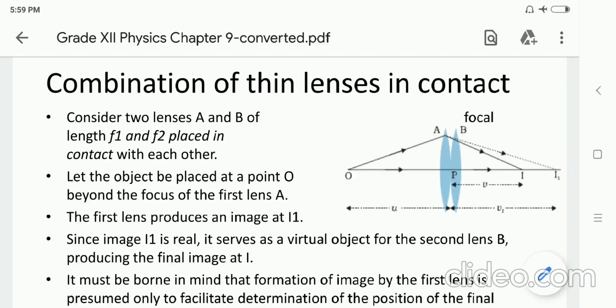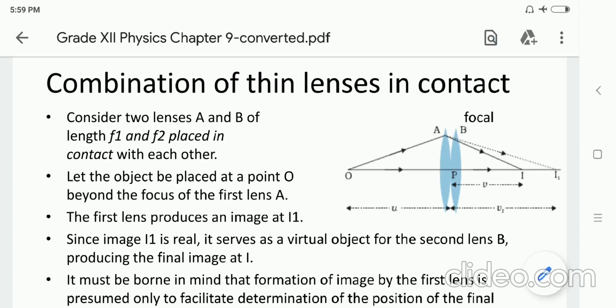The object is placed at point O, which is beyond the focus of the first lens. The first lens produces an image I1. This image I1 is real. The image I1 generated by lens 1, lens A, is considered as the object for lens B. And after lens B, whatever image is generated, that is I. That is the final image by the combination of these two lenses.